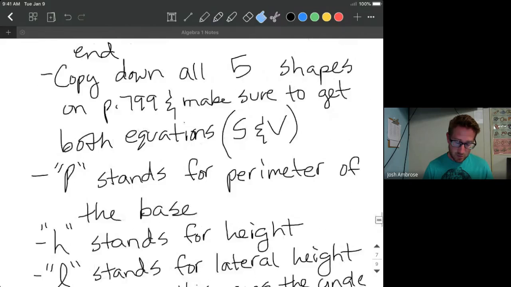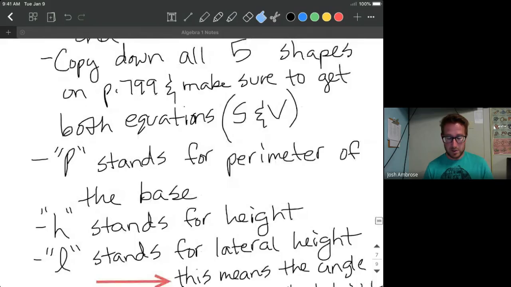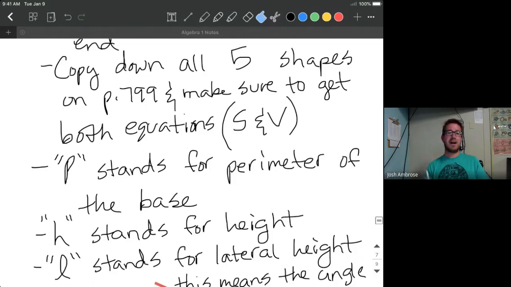And it is really important now that you copy down all 5 shapes and all of the equations that go with those shapes. That is on page 799. Again, that is all 5 shapes and all equations. Specifically, there's 2 equations that they will be giving you for every shape. S for surface area, V for volume. You're gonna need all of that. Okay, so copy that down. All right, if you need to pause it and do so.